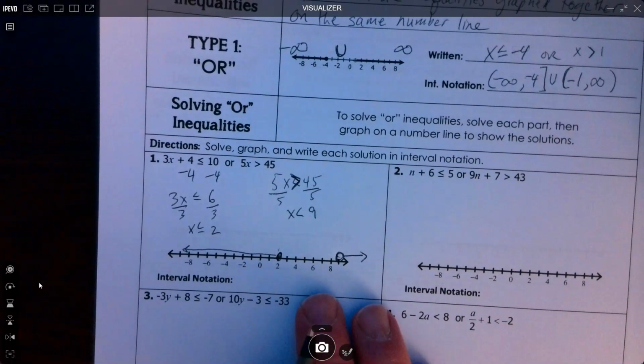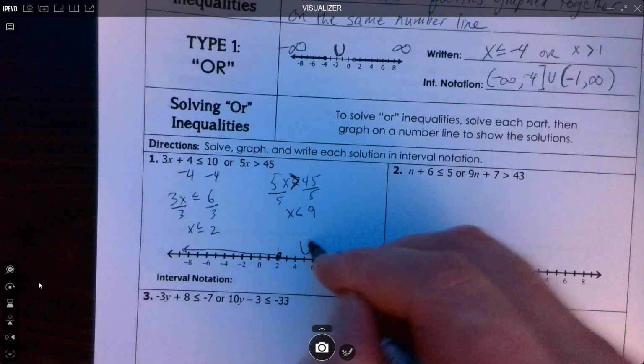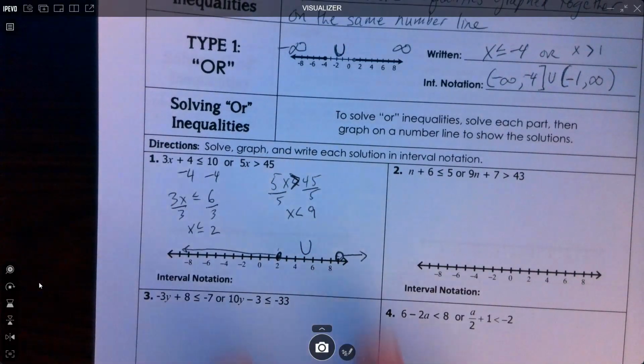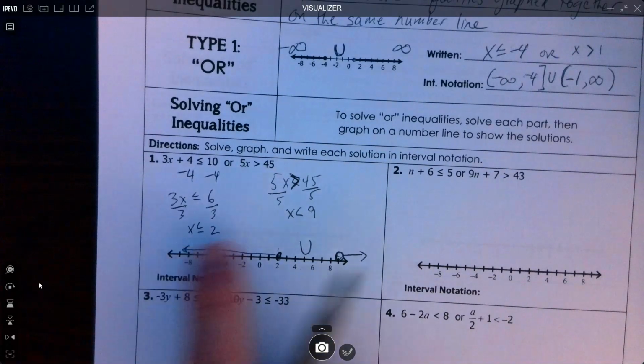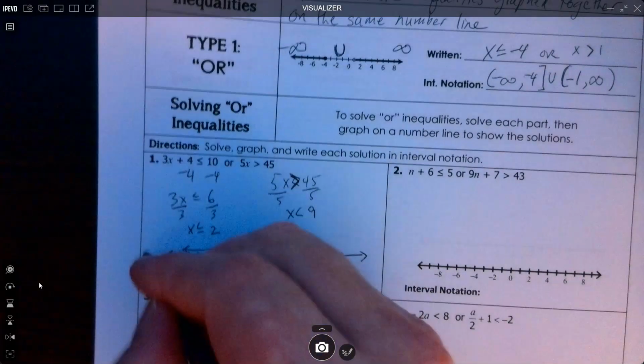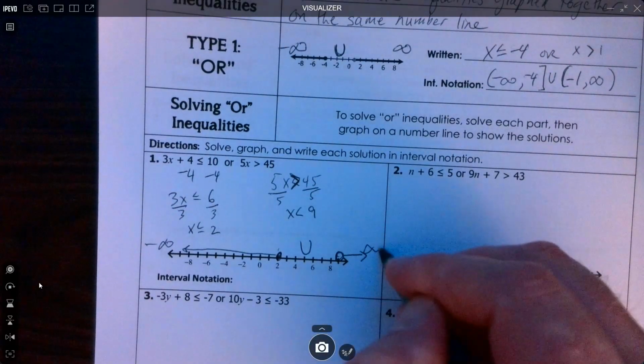Alright, so for my interval notation, put a big U here to remind yourself you have a union between these two. The first thing you're going to do, again, we go from negative infinity to positive infinity.